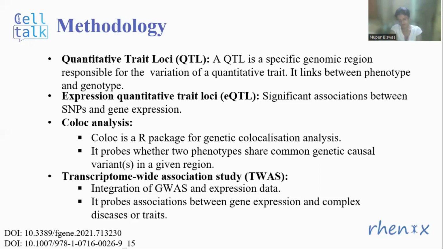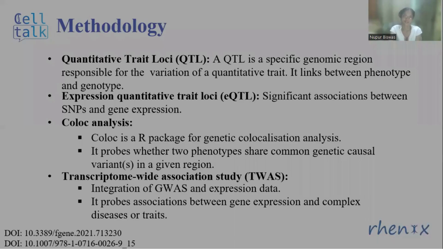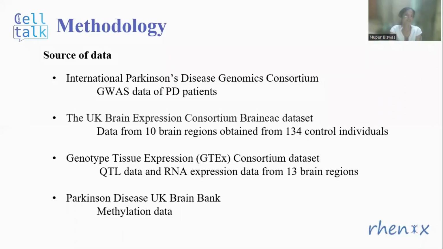With these methodologies, they analyzed data collected from different databases, which include the International Parkinson's Disease Genomic Consortium, which provided GWAS data. The UK Brain Expression Consortium dataset and the Genotype-Tissue Expression, GTEx, dataset were also used. These two datasets provide data from different regions of the brain. The researchers also used methylation data taken from the Parkinson's Disease UK Brain Bank.